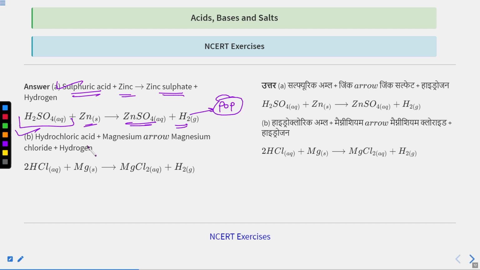Next is hydrochloric acid plus magnesium ribbon. Magnesium plus hydrochloric acid gives magnesium chloride plus hydrogen gas. So 2HCl aqueous, this is the complete balanced chemical equation: 2HCl aqueous plus Mg solid gives MgCl2 aqueous plus hydrogen gas. So this is magnesium chloride. So hydrochloric acid plus magnesium gives magnesium chloride plus hydrogen gas.